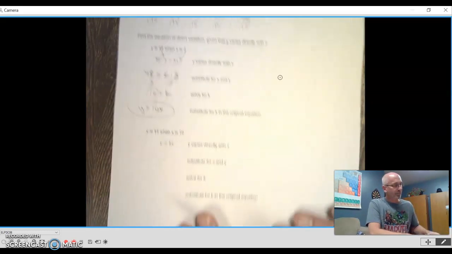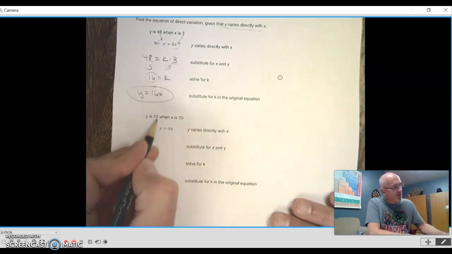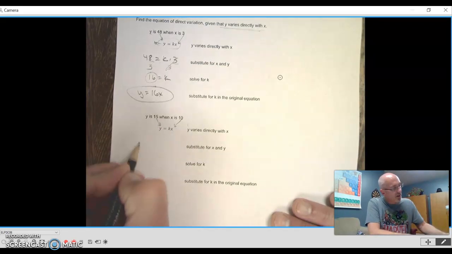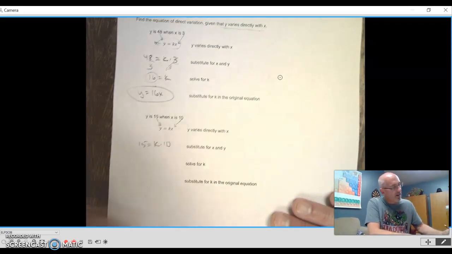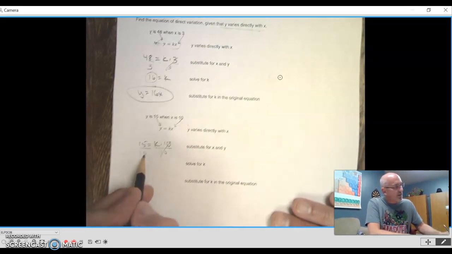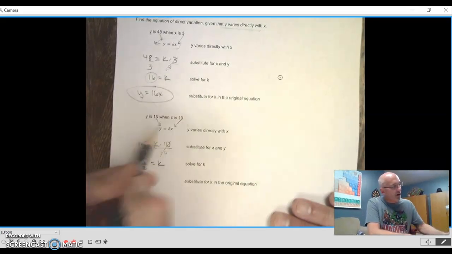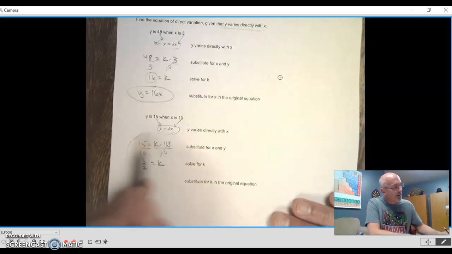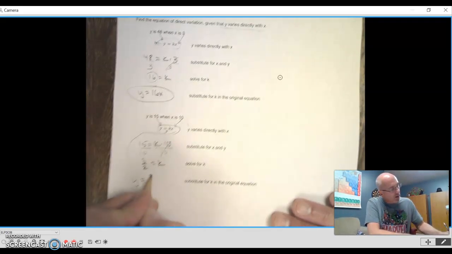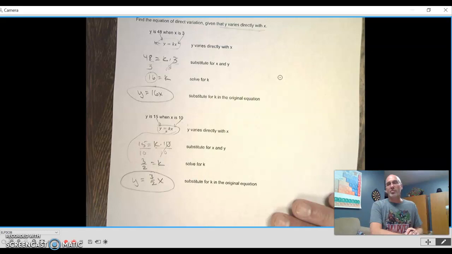Let's do one more. Y is 15 when x is 10. So we are going to substitute for the y and the x. 15 equals k times 10. We are going to divide each side by 10. So 15 over 10, we can simplify that, dividing the numerator and the denominator by 5. So we get 3 over 2 equals k. We are now going to substitute it back in for our k. Y equals 3/2 x. And there is our equation of direct variation.